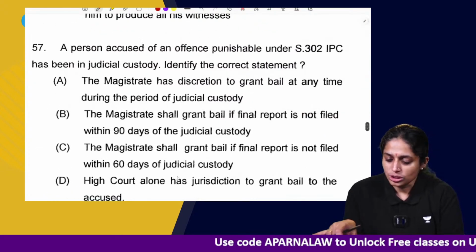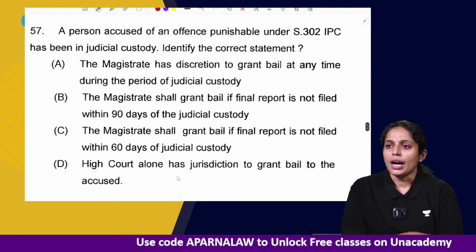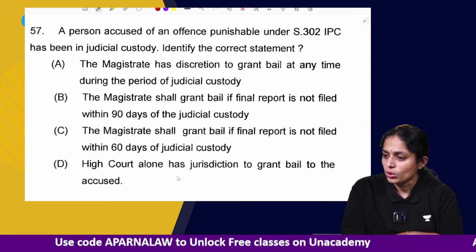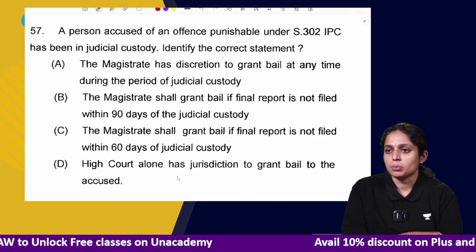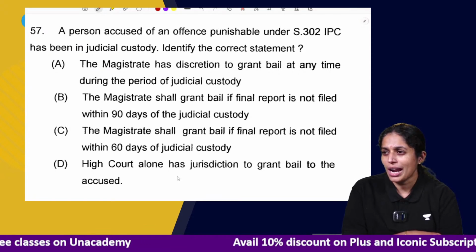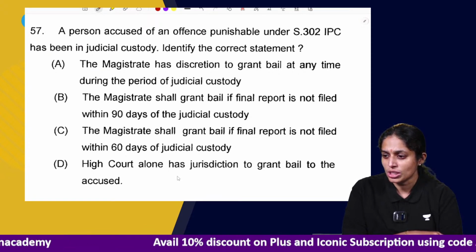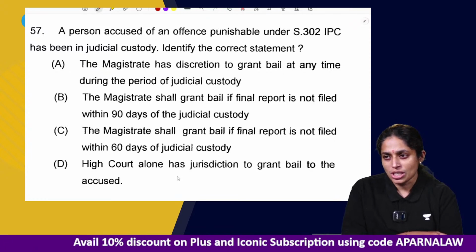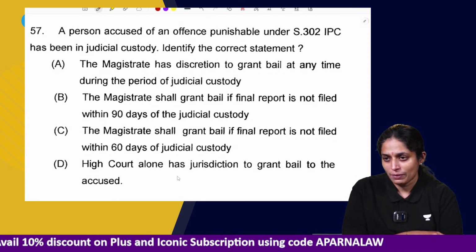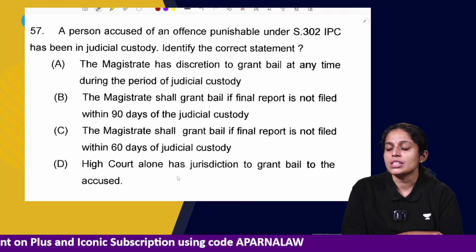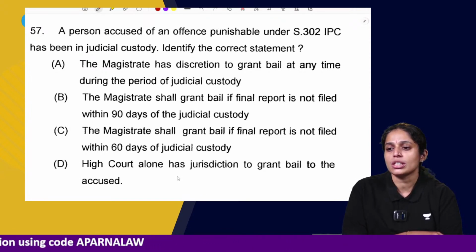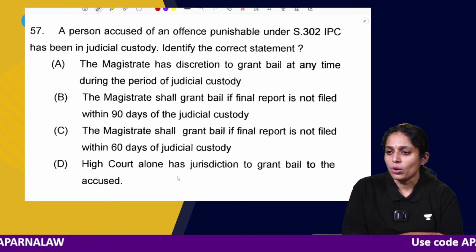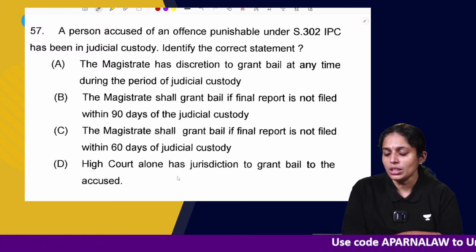Next, 57th question. A person accused of an offence punishable under section 302 IPC has been in judicial custody. Identify the correct statement. A. The magistrate has discretion to grant bail at any time during the period of judicial custody. B. The magistrate shall grant bail if final report is not filed within 90 days of the judicial custody. C. The magistrate shall grant bail if final report is not filed within 60 days of judicial custody. And D. High Court alone has jurisdiction to grant bail to the accused.